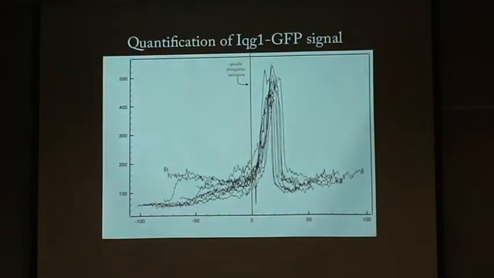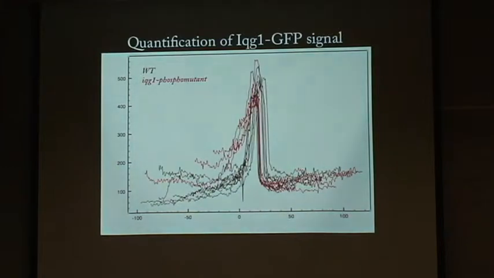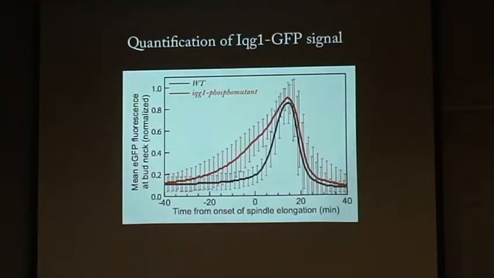But now you compare to what it looks like in the phosphomutant, which I've shown in red here, and you'll see those tend to be accumulating their fluorescence early compared to wild type, which matches what we all saw by eye, right? That they have a ring being visible before the spindle elongates. And now that it's all done quantitatively, we're able to do statistical analysis, like show what the average and the standard deviation is at every time point, showing that there's a clear early buildup of IQG1 happening.